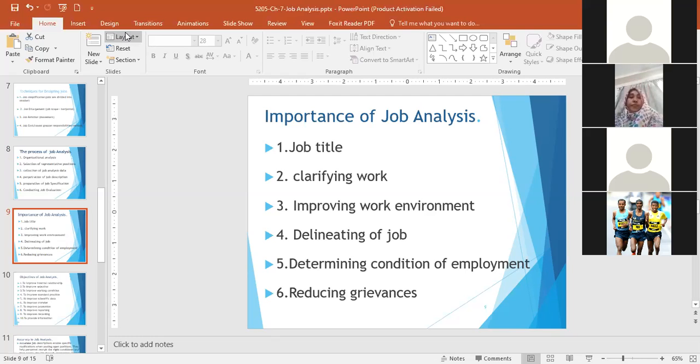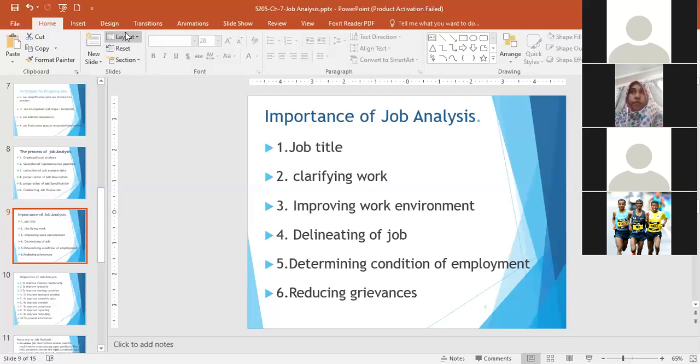Then you have to remember improving work environment. So in which place you will work. So job analysis is important for improving work environment. Then delineating of jobs. One more importance is delineating of jobs.